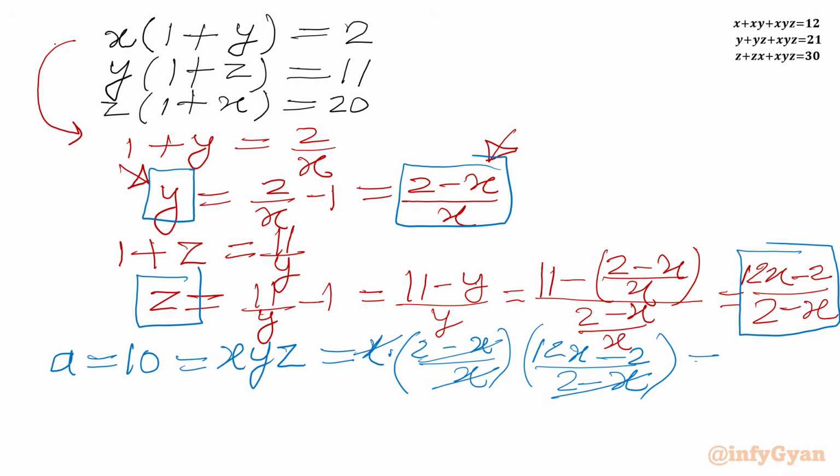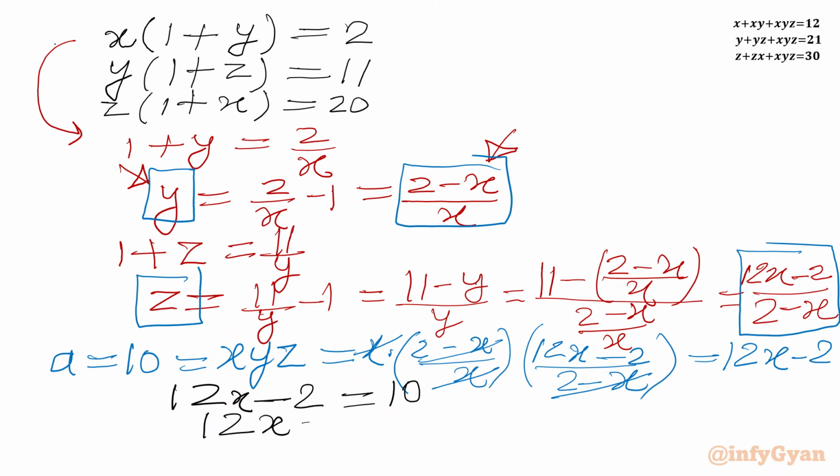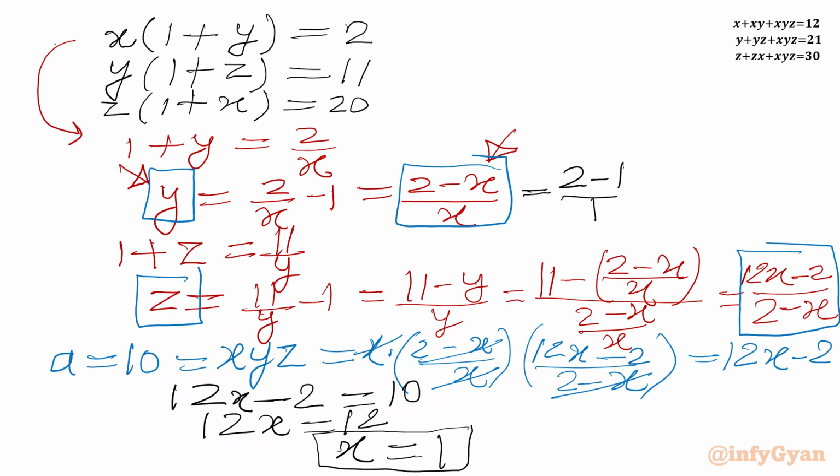So there will be 12x minus 2, which is equal to 10. So we can write here 12x minus 2 equal to 10. 12x will be equal to 10 plus 2, which is 12. By dividing both sides by 12, we will get x equal to 1. So once x is 1, y will be equal to (2 minus 1) over 1, equal to 1. So x is 1, y is 1.